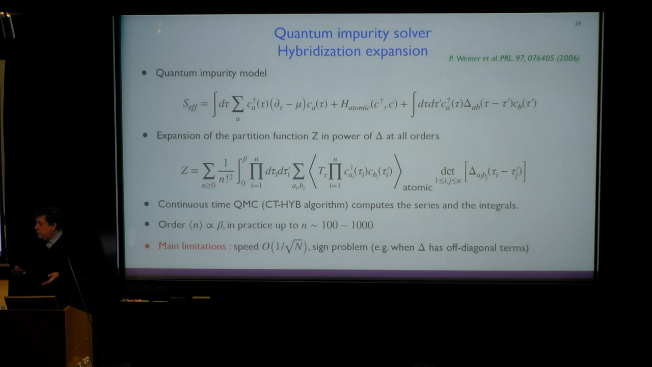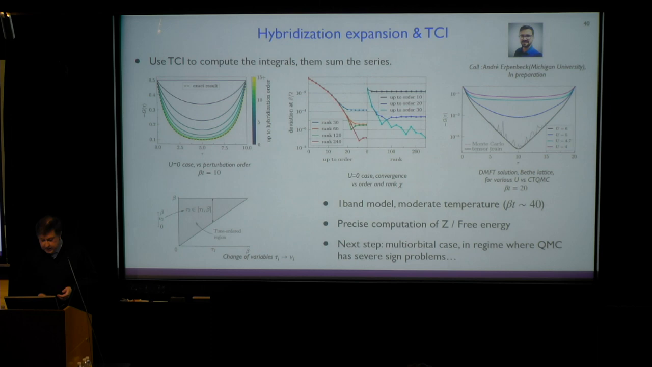There are many problems we would like to solve where this has a terrible sign problem, especially when this Delta matrix becomes off-diagonal. And in practical terms, it means when you're trying to study, let's say with DMFT, a material which is distorted, which is less symmetric. And then you can be stuck. So can we replace this integral again by TCI? And the answer is yes, so that's work which is in preparation. It's done with André Erpenbeck from the group of Emanuel Gull at Michigan. And here are some results. Here, the calculation is done for a one-band problem at moderate temperature for a non-interacting case, which for this expansion is a non-trivial test.